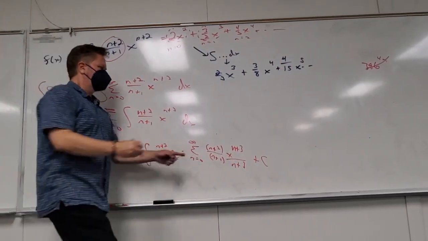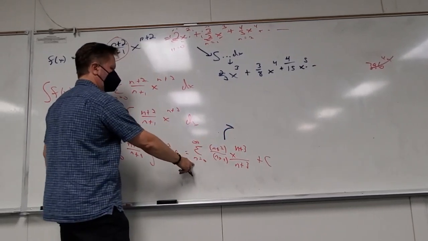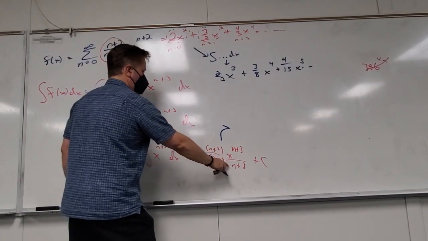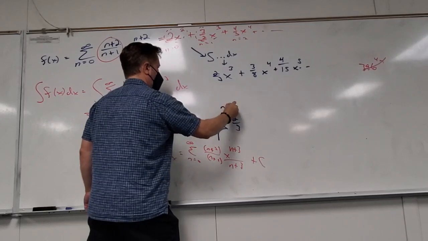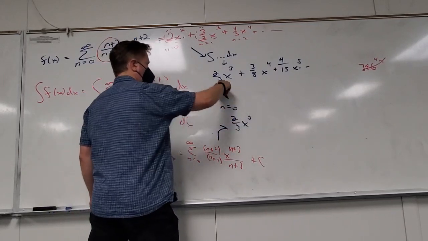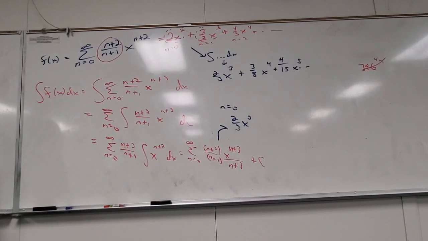Now let's see what this is. Please be right, let's see. When n equals 0, what do I get? I get 2 over 3, yes? Yep. So n equals 0, 2 over 3, x to the 3rd. Yep. Bam. Well, you guys can do the rest.